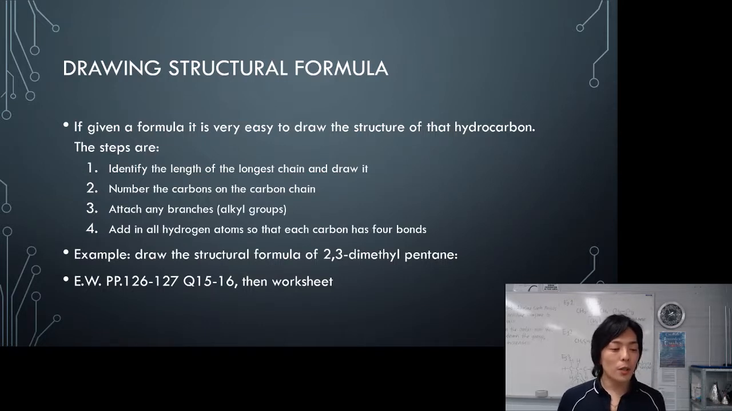Number the carbons on the carbon chain. You just number them 1, 2, 3, 4, 5, or 1, 2, 3, 4, 5. Either way would be fine. The thing with molecules is, if you have a 3D model like this, if you number it 1, 2, that will be the same. Even if you flip it around, it's still 1, 2.